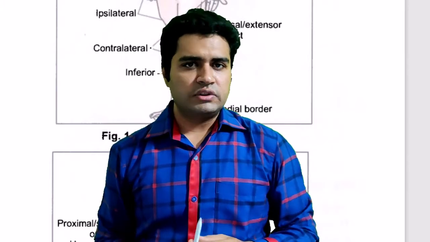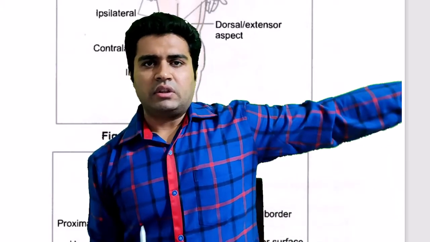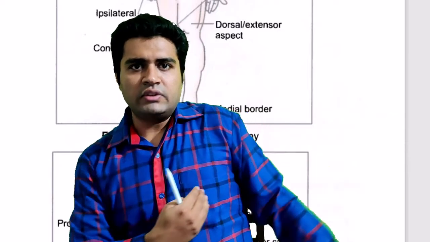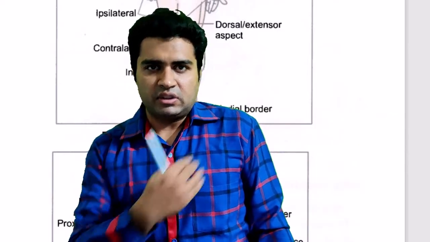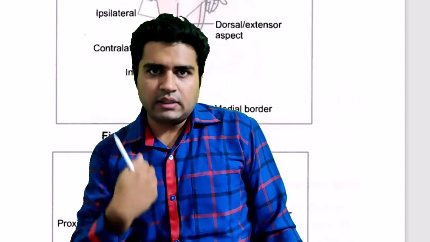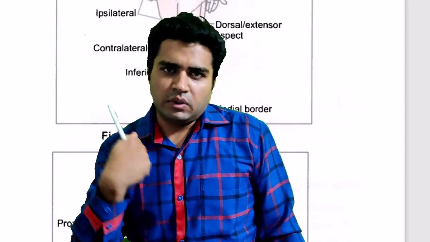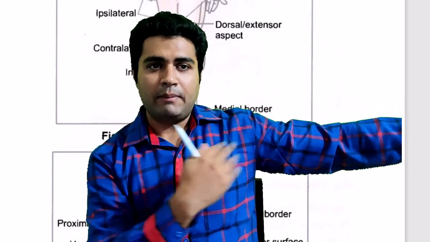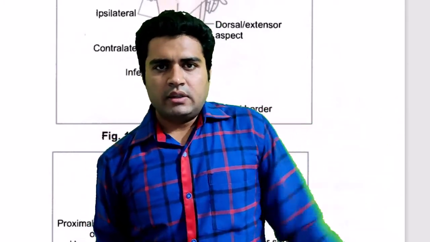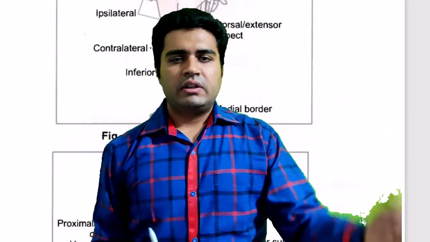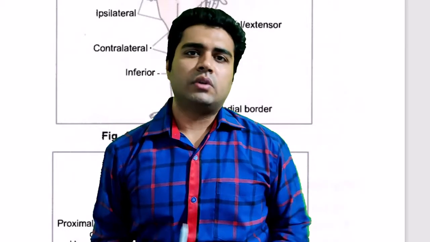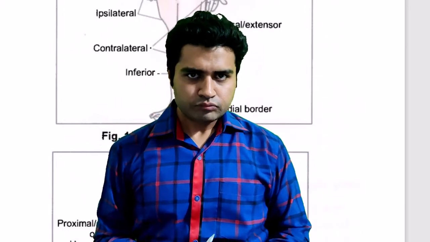Then another terminology which you need to remember is adduction and abduction. When the limbs or the parts are moving towards the midline, that is known as adduction. Add, adduction. And when it is going away, then it is known as abduction. Okay, fine. So adduction, abduction. As well as when it is making a complete round movement, a complete circle, then it is known as circumduction.